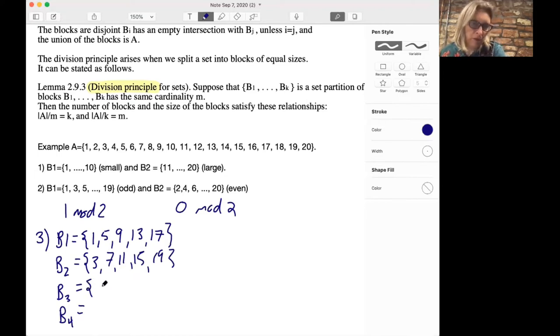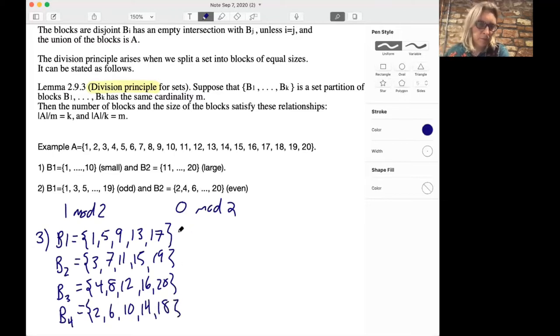And then the even ones, we're going to divide those up into the ones that are divisible by 4, and the ones that are even but not divisible by 4, including 2, 6, 10, 14, and 18. And we're going to give these names. This one's called 1 mod 4. This one's called 3 mod 4. This one's called 4 or 0. Maybe we'll say 0 mod 4. And this one is called 2 mod 4.